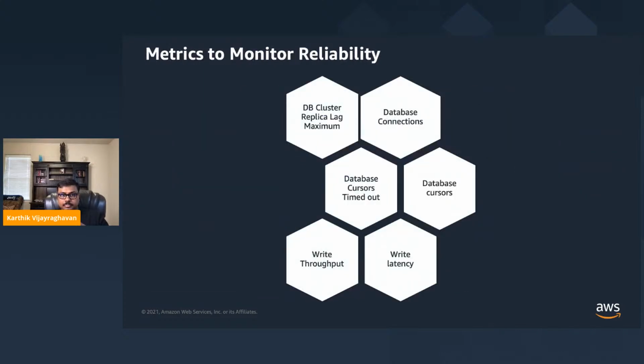All right. And some metrics to monitor for reliability. The database cluster replica lag maximum is a good metric to monitor. This basically tells you the amount of lag in milliseconds between the primary instance and each of the replica instances within a cluster, right? Typically this is between 10 to 100 milliseconds, on average about 20 milliseconds, and it's not a problem when it comes to system stability. Even if it goes up to a second occasionally, it's not a problem. But anything more than that, you should probably look into it.